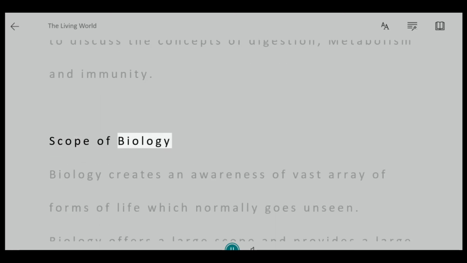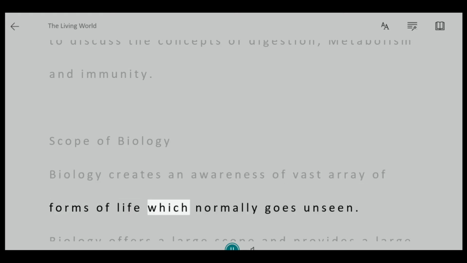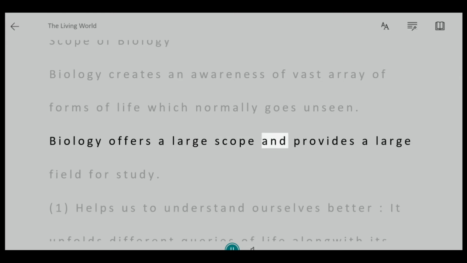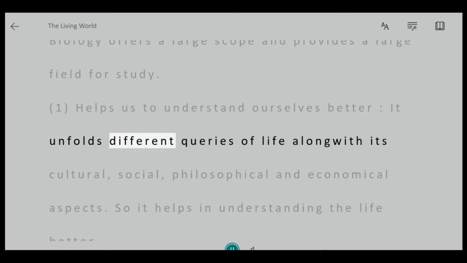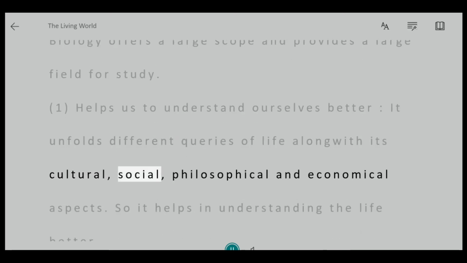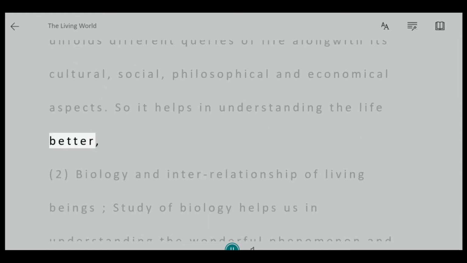Scope of biology. Biology creates an awareness of the vast array of forms of life which normally goes unseen. Biology offers a large scope and provides a large field for study. 1. Helps us to understand ourselves better. It unfolds different queries of life along with its cultural, social, philosophical, and economical aspects. So it helps in understanding life better.